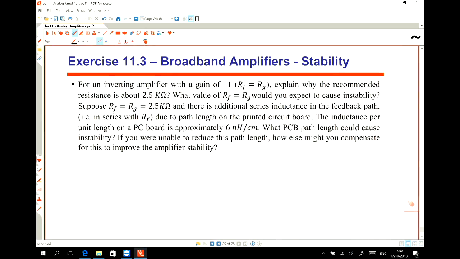All right, in the last exercise it says that, okay, assume that we have a gain of -1, I mean RF equals to RG. It says that the value, for example, 2.5 kilo ohm is the recommended impedance for RF and RG. I mean, this is the optimum or the best one.